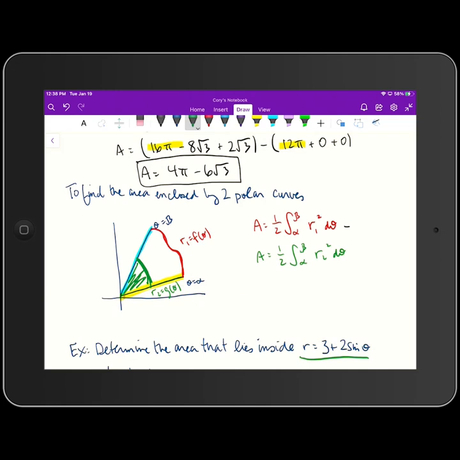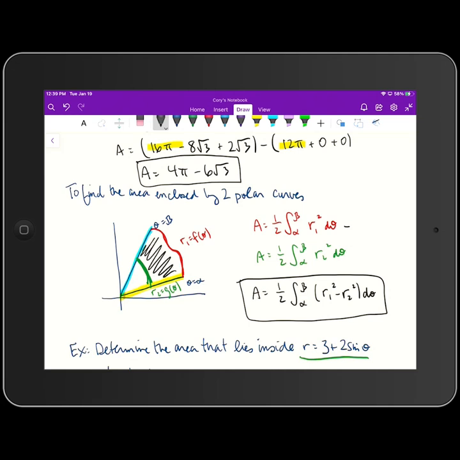If you combine those two statements into a single statement, then the area would be 1/2 times the integral from alpha to beta of the longer radius, r sub 1 squared, minus the shorter radius, r sub 2 squared, integrating with respect to theta. That is how we find the area enclosed by two polar curves. When we take the area we found in red minus the area we found in green, that gives us this leftover area here in black.